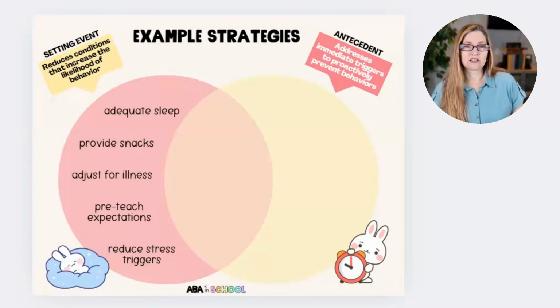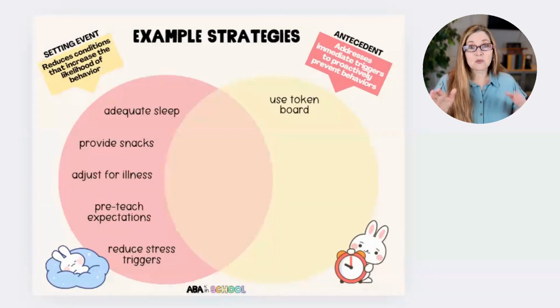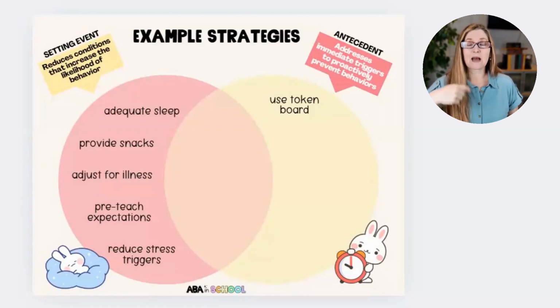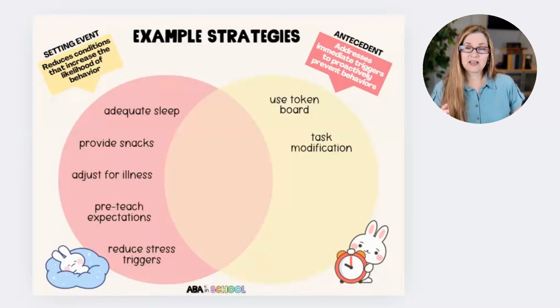And then those antecedent strategies would be things that happen right before. When you're using a token board, and this is one that's a little bit gray, it can be a setting event strategy, but usually it's something that's happening right now, as long as you've pre-taught it, preventing a behavior from happening in the first place. So a token board, and when you're modifying a task, a lot of times we'll see students when you present them with something and you know it's a trigger, or you start to see their physical signs show that their anxiety is increasing, and you're able to modify the task before the behavior happens. That would be considered an antecedent strategy.